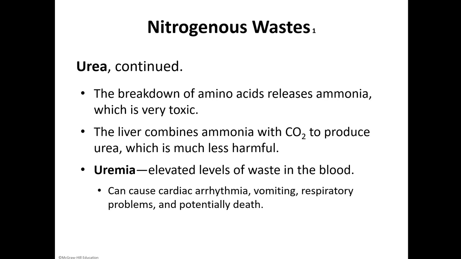The liver takes ammonia and combines it with CO2 to produce urea, which becomes less harmful. Uremia is elevated levels of waste located in the blood. This can cause cardiac arrhythmias, vomiting, respiratory problems, and even potentially death.